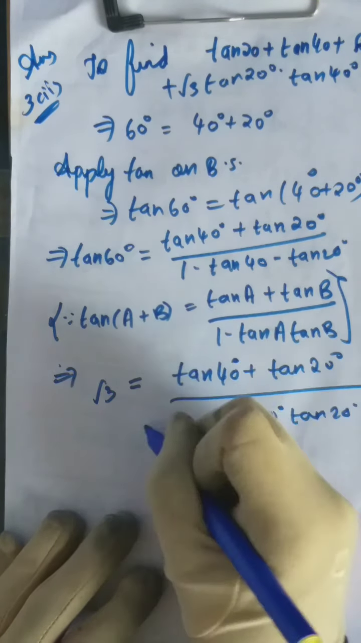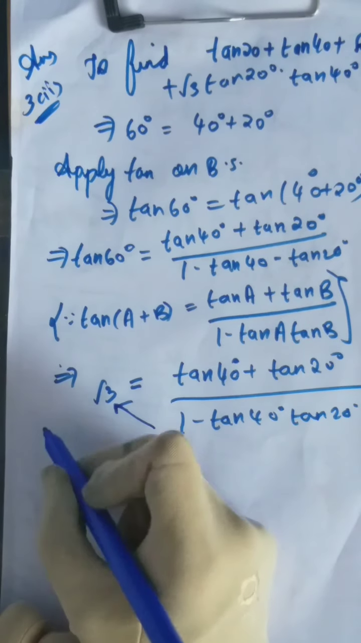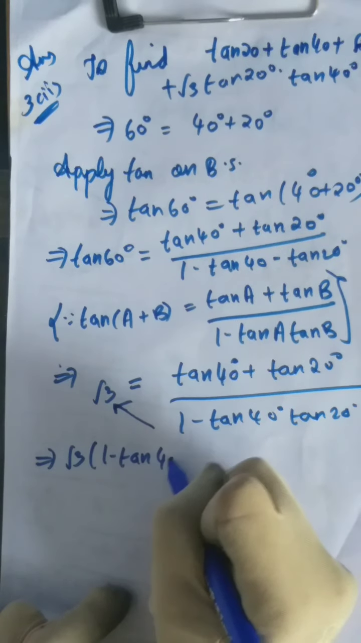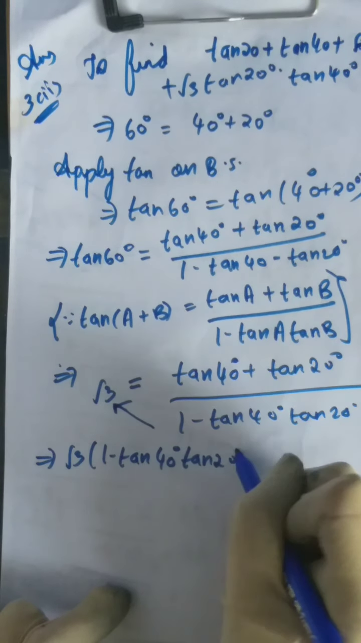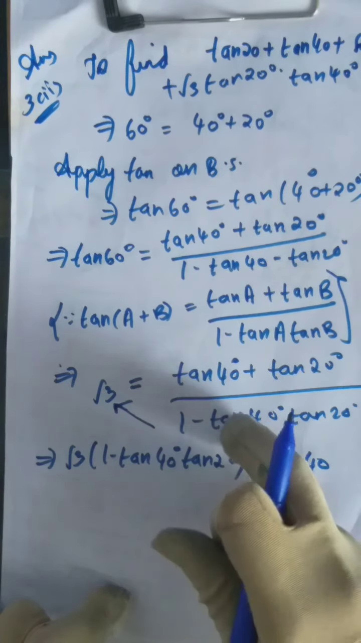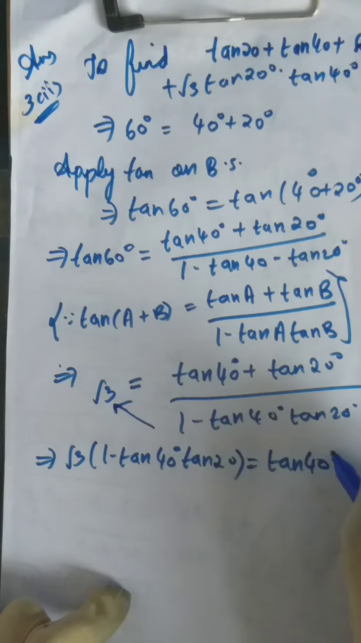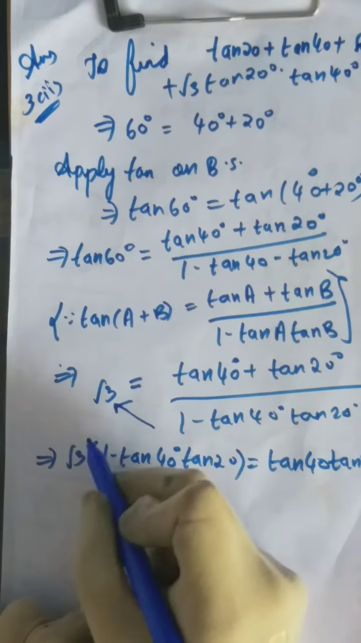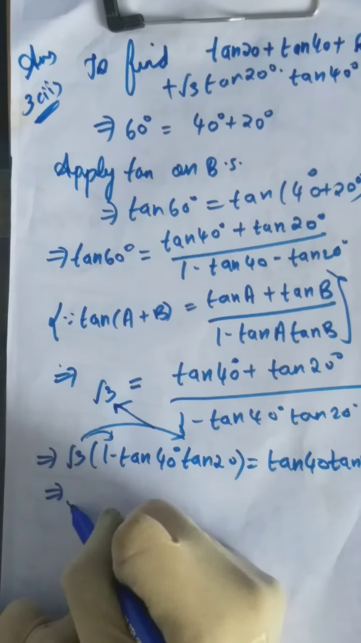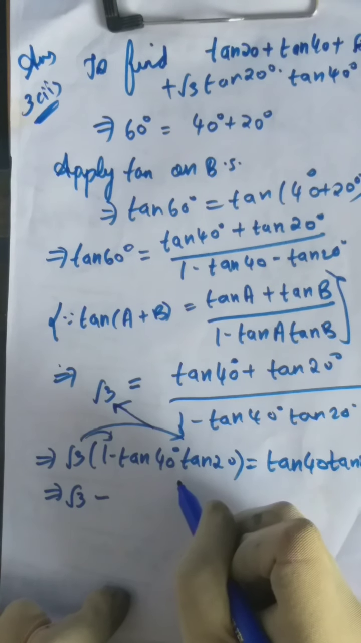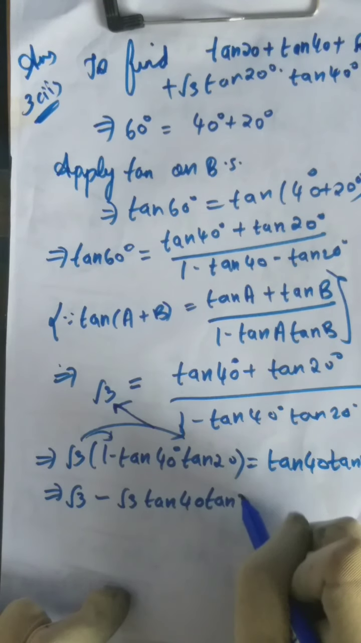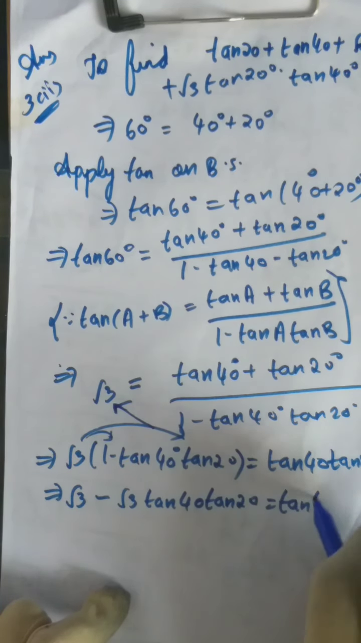Now we'll take this denominator across. So it becomes root 3 into 1 minus tan 40 tan 20 is equal to tan 40 plus tan 20, as the whole denominator goes to the other side and becomes a multiplication. Now this root 3 belongs to both 1 and tan 40 into tan 20. So root 3 into 1 is root 3, minus root 3 into tan 40 tan 20, is equal to tan 40 plus tan 20.